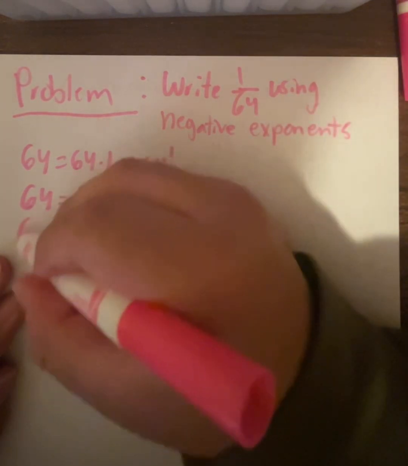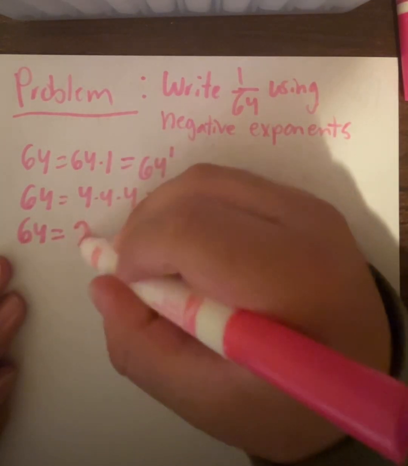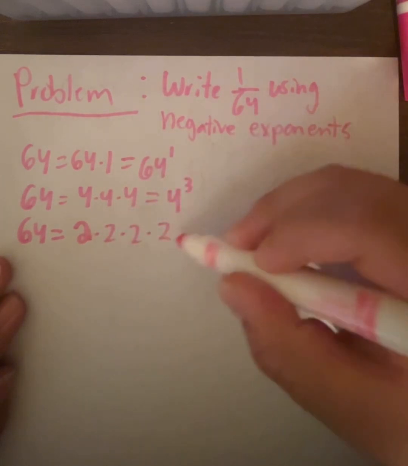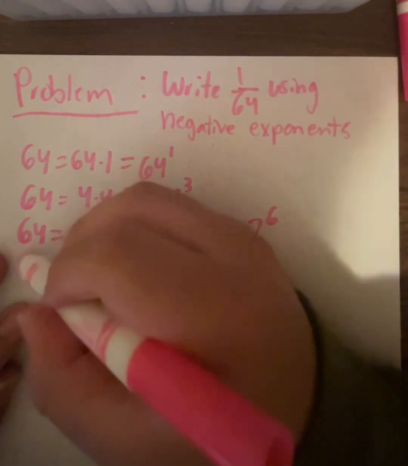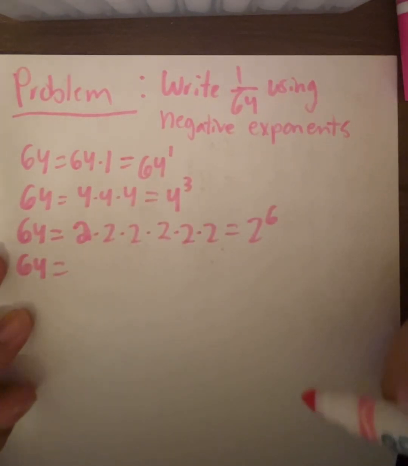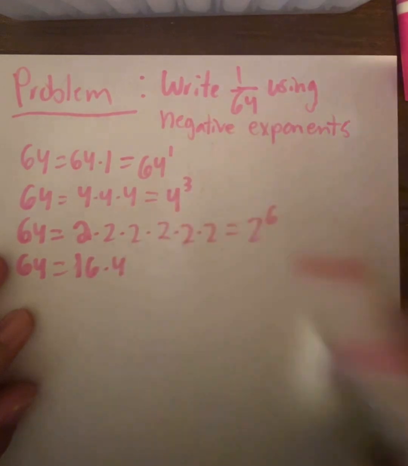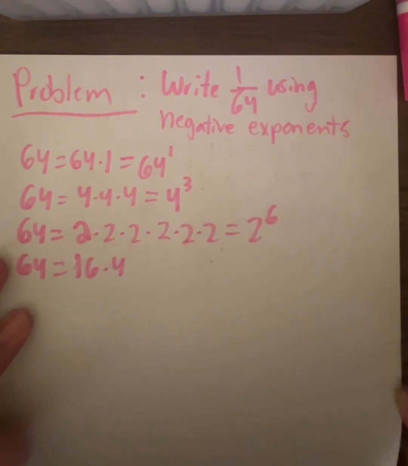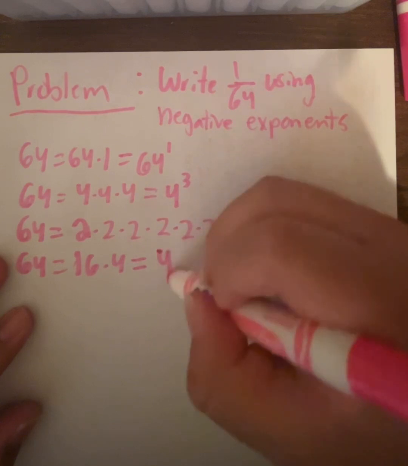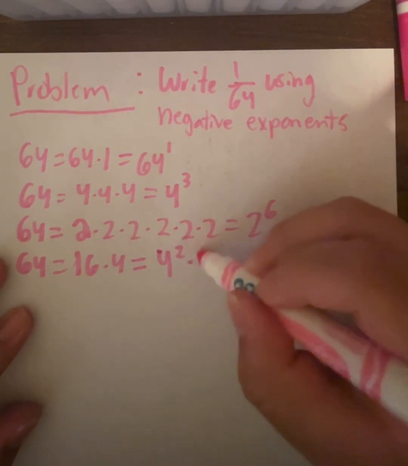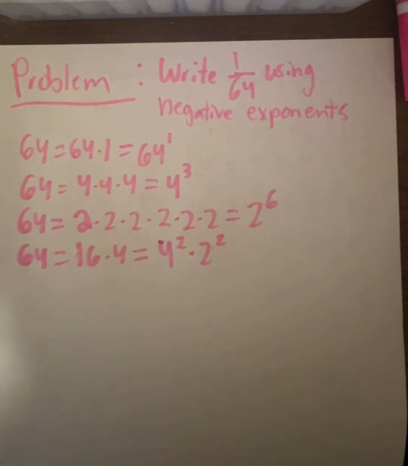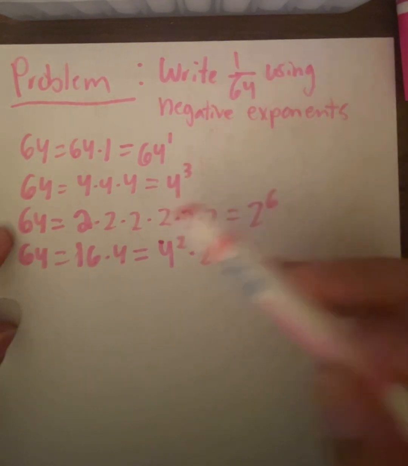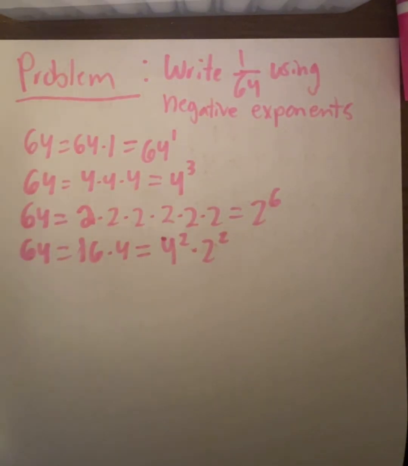We could also write 64 as 2 times 2 times 2 times 2 times 2 times 2, or 2 to the 6th. Lastly, we also know that 64 equals 16 times 4. What is 16? Well, 16 is 4 squared, and 4 is just 2 squared. After working these out, we can also consider translating all of these into negative exponents.